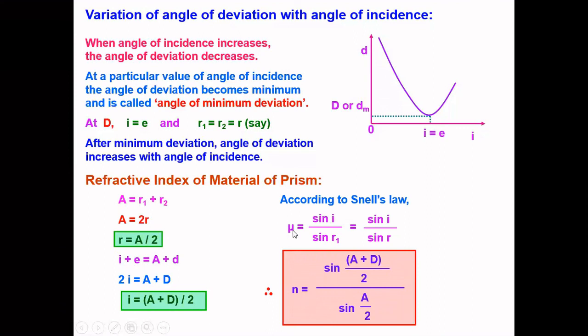The refractive index can be indicated by mu, or it can be indicated by n also. So this is how we get a relation for the refractive index of a prism in terms of the angle of prism and the angle of minimum deviation. Here D is the angle of minimum deviation, not just deviation. Okay. So that is how we get an expression for the refractive index of a prism.